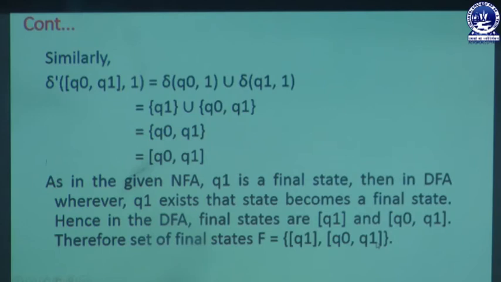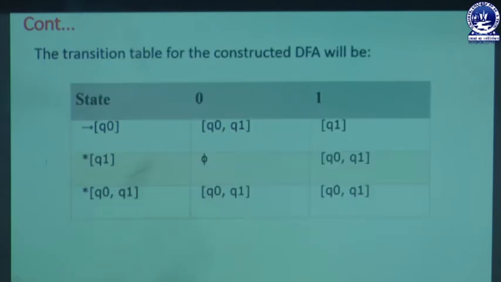In the next slide we are going to discuss how to create the DFA transition table. If a user wants to design a DFA transition table, we make it in this slide. Here also we have three columns: state, and we are taking input symbol 0, and another input symbol 1.